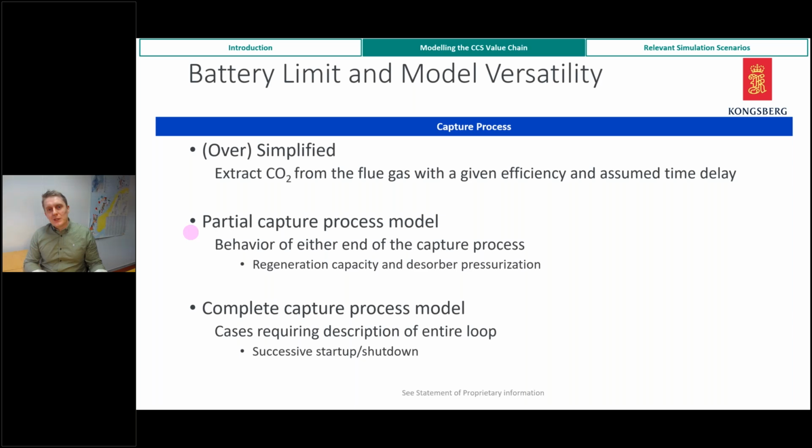you can always add it later. That's what I typically say. Complexity is easy to add. It's difficult to take away. It's easy to add. And of course, the complete capture process.